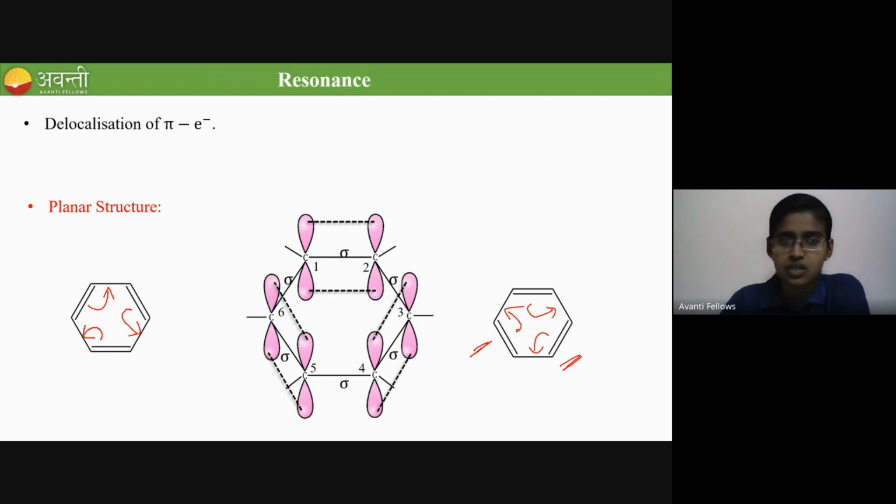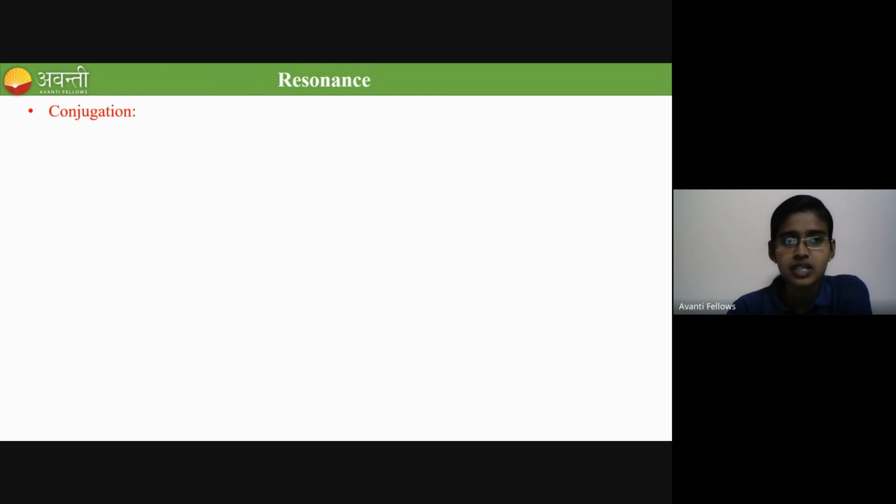It is otherwise called conjugation. Okay. So it is called conjugation. This particular delocalization or conjugation will not occur only in benzene. It will also occur in many types of systems. Now I am going to discuss those types of systems with you. It is not only with benzene, it will be with some other things also.